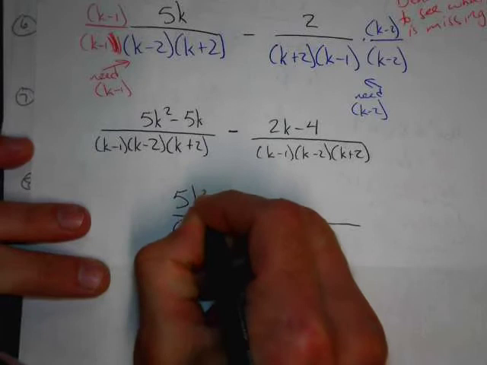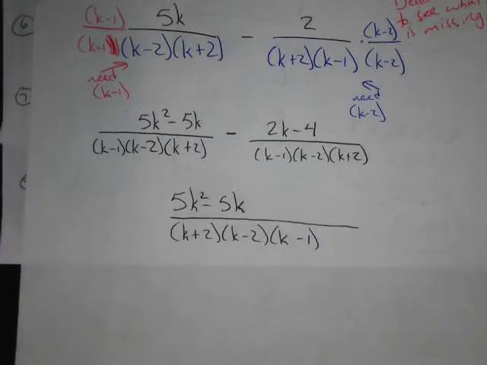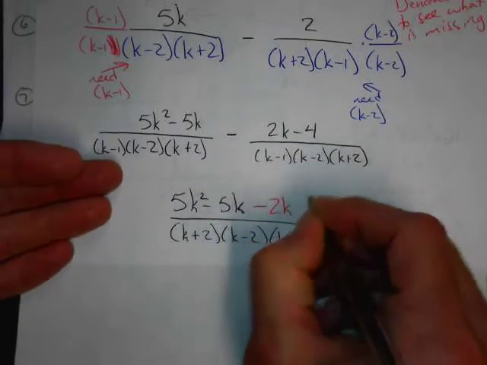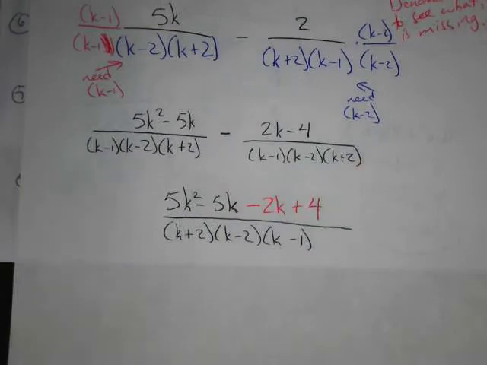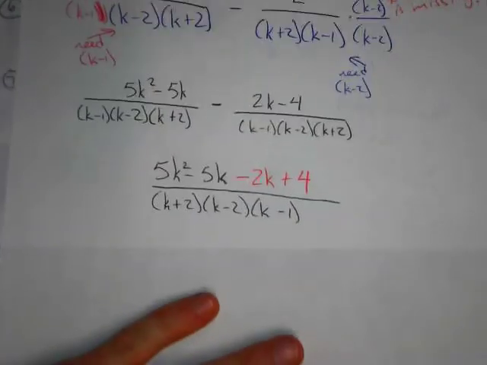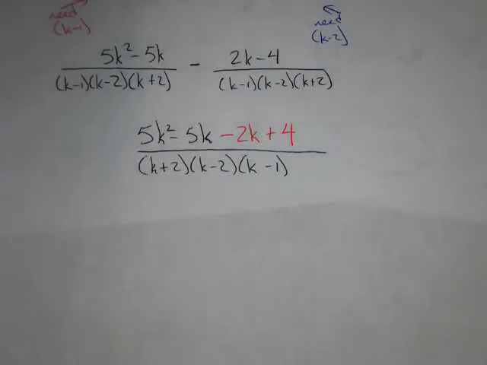So I have 5k squared minus 5k. And remember from previous examples, we have to be careful. We're going to subtract the entire numerator. Okay, we have to be careful there. Please be careful. Do your homework, right? Make sure you're practicing this stuff. You guys, I don't know if anyone can watch this and say, oh, I got it. No, you have to practice.